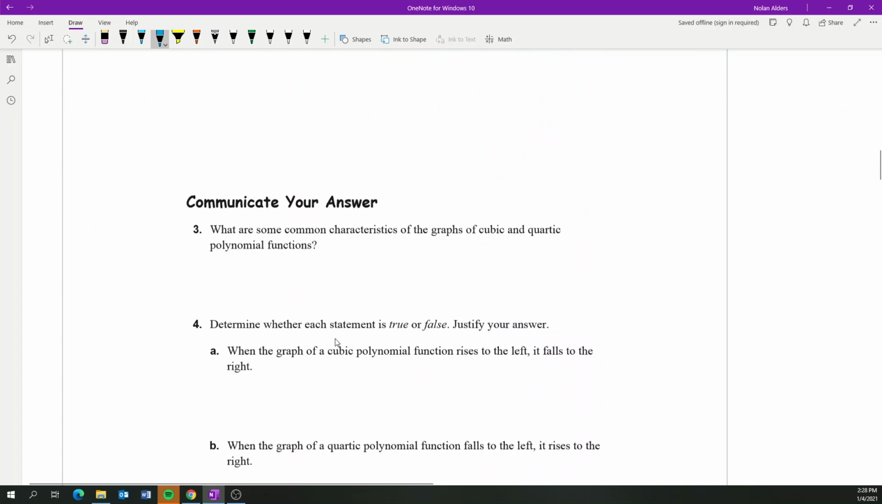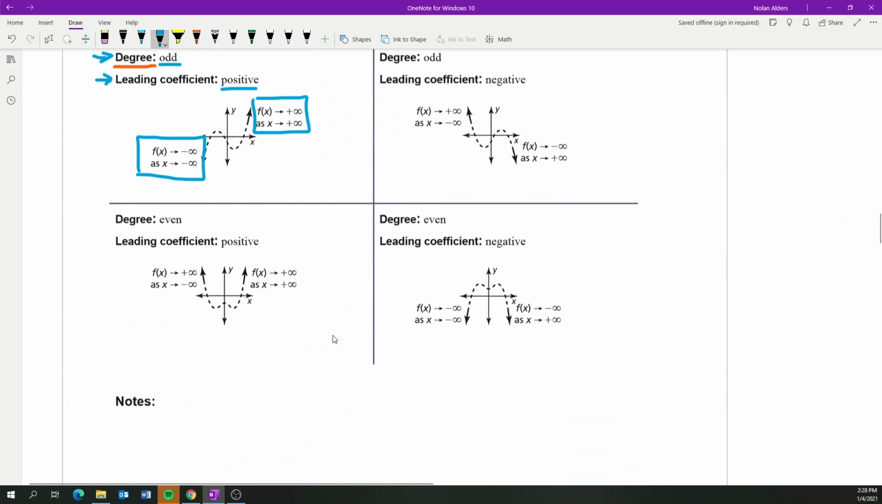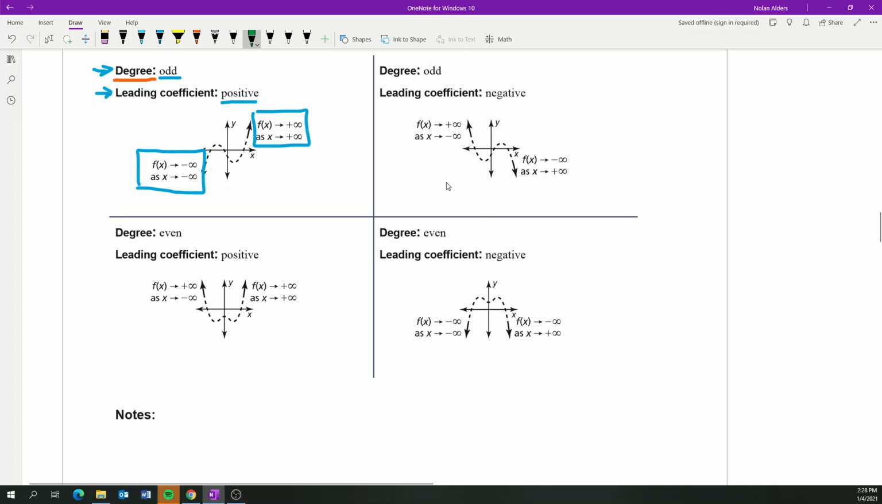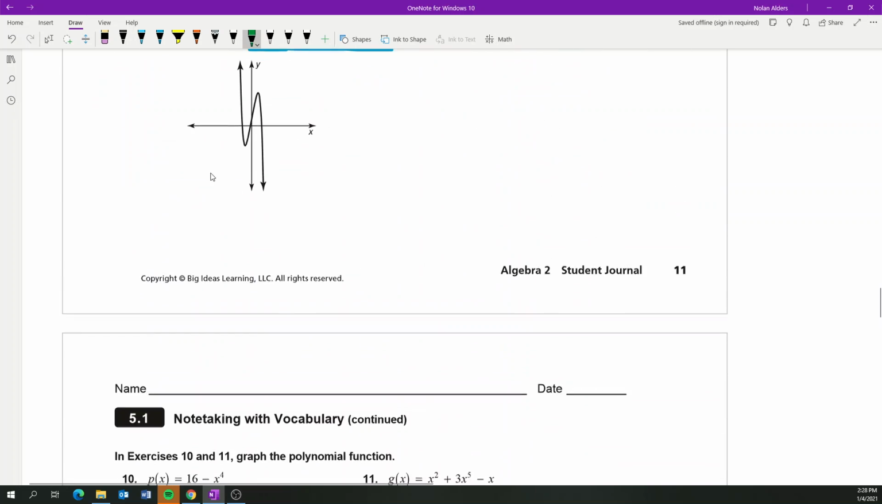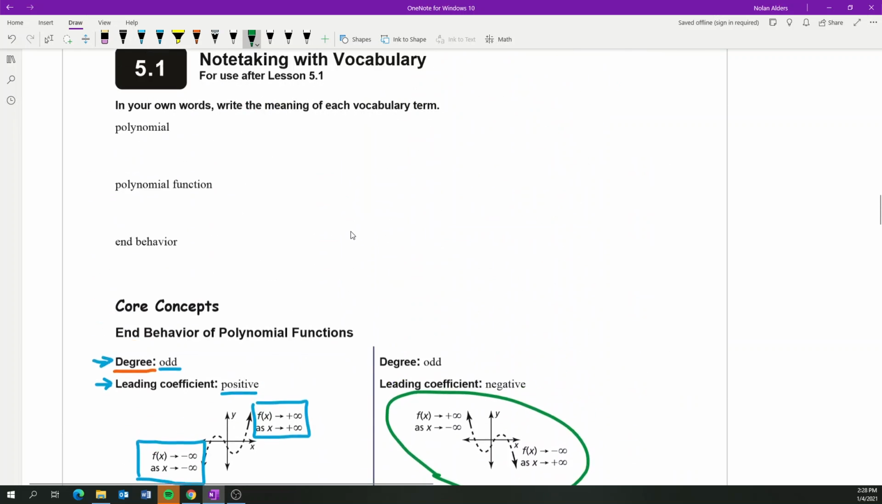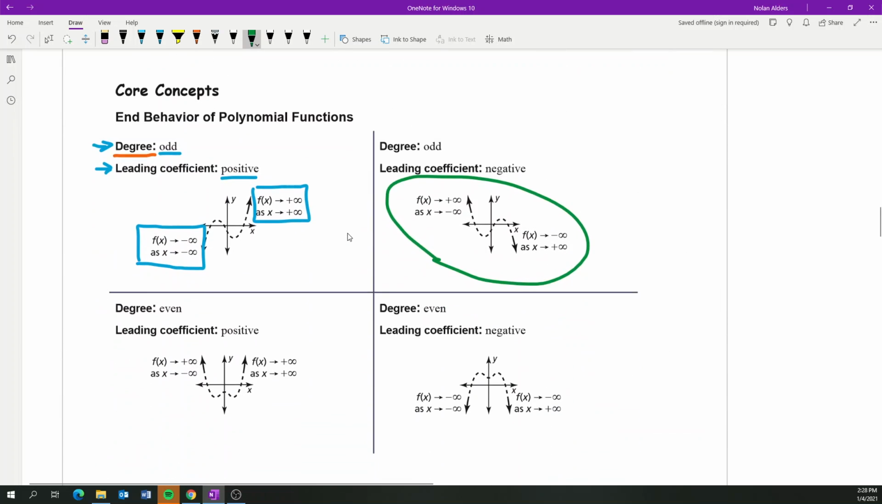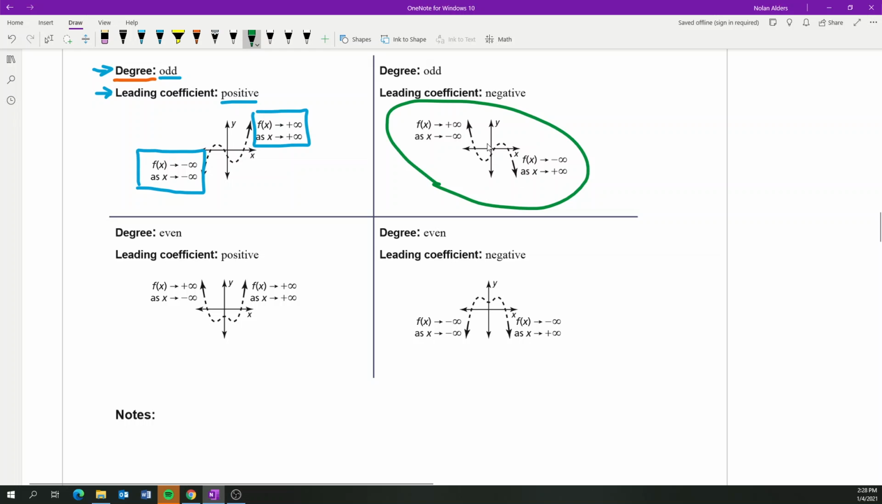If we check our table, it looks like this one is the one that most closely imitates that. It's going upward to the left, downward to the right. I think that was right. Was that correct? Yeah. Downward to the right, upward to the left. So it said to describe the degree and leading coefficient, so we can just copy this part right here. The degree is going to be odd, and the leading coefficient is going to be negative.